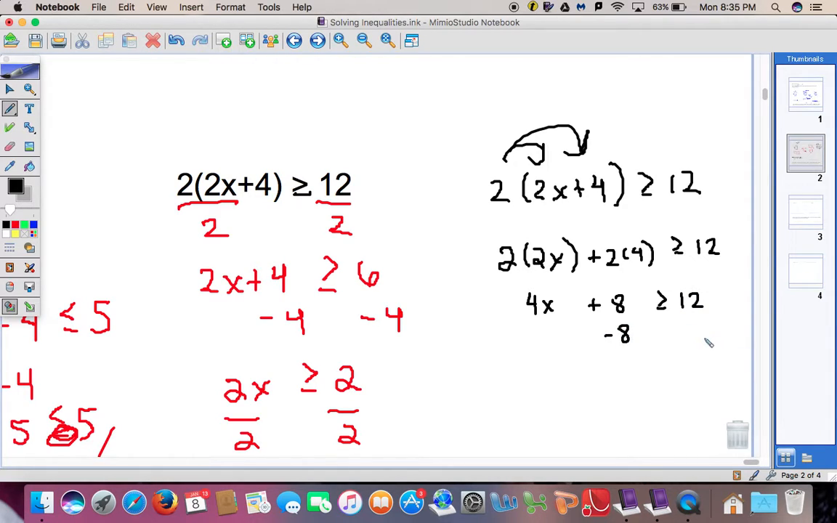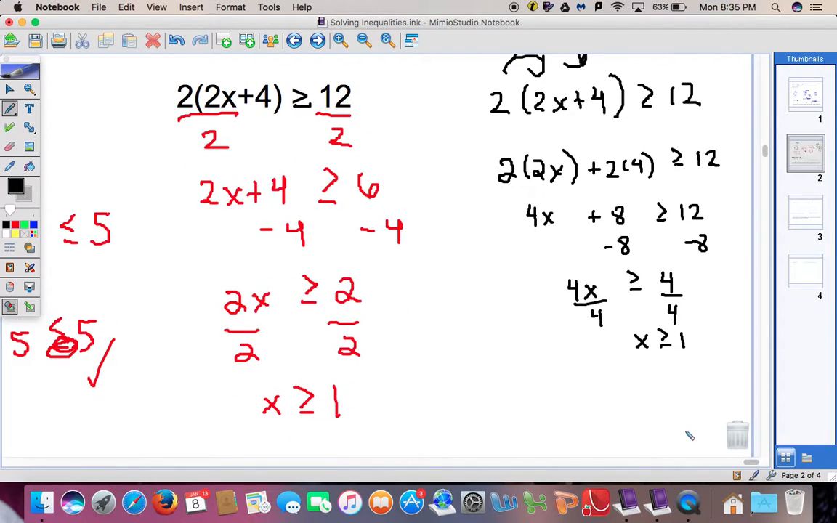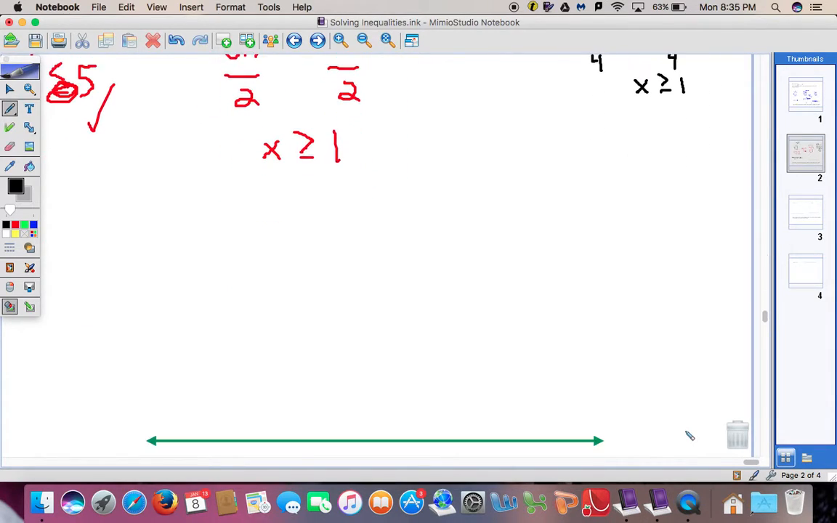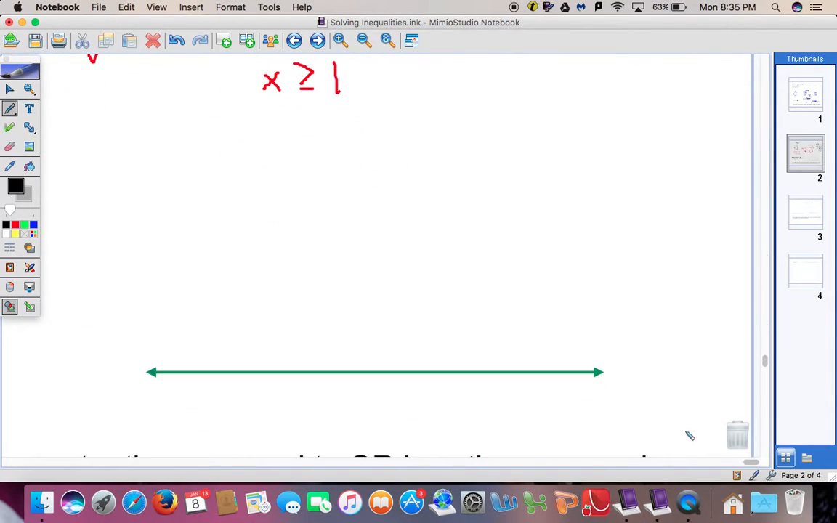So I would subtract 8 from each side. So I have 4x is greater than or equal to 4, and then divide both sides by 4, and I still get that x is greater than or equal to 1. So see, I solved this in a different way, but I got the exact same answer because what I did was mathematically correct.